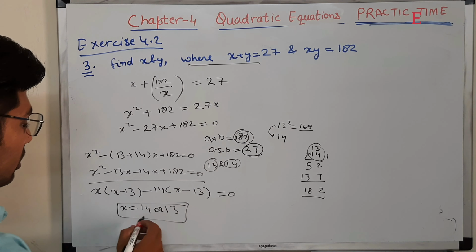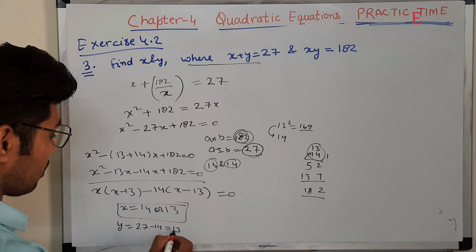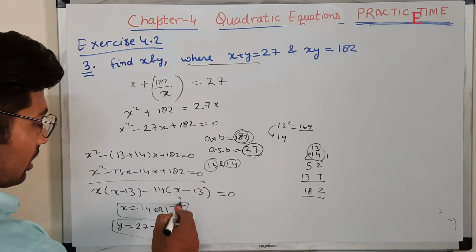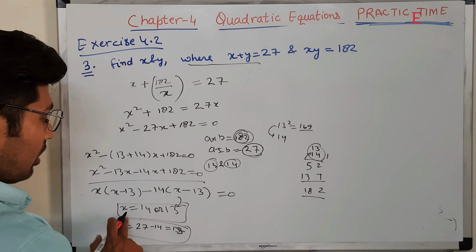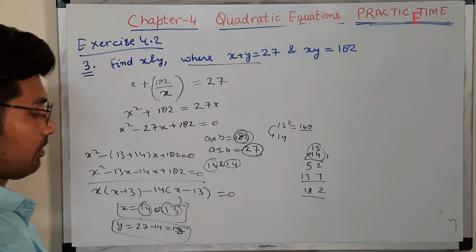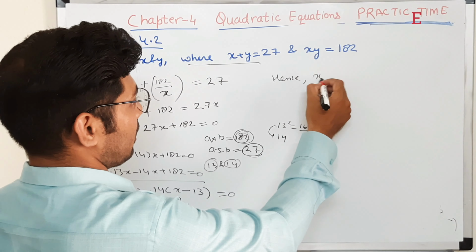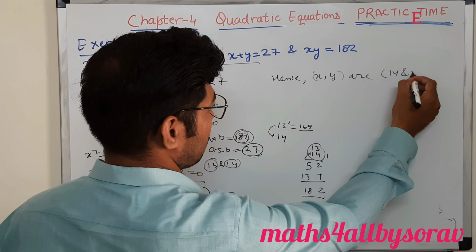So if x is 14, then y is equal to 27 minus 14, which is 13. Okay, so y will be 13. So if x is 13, then y will be 14. Okay, so our numbers are 14 and 13. Hence x, y are 14 and 13.